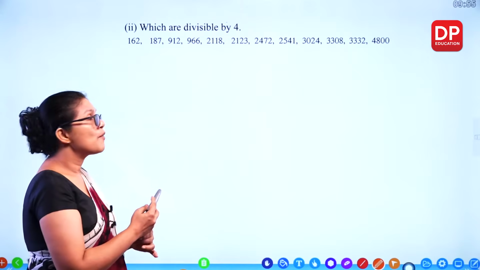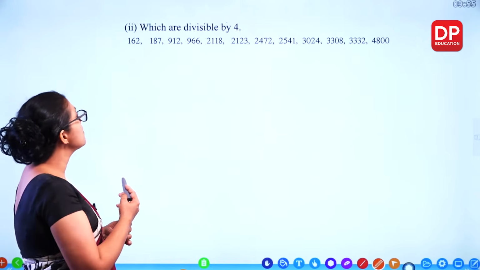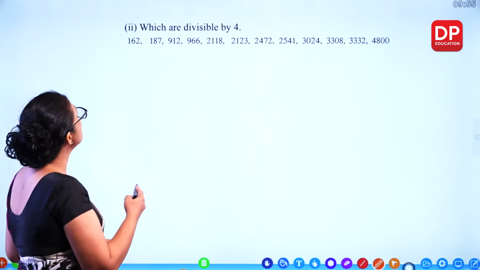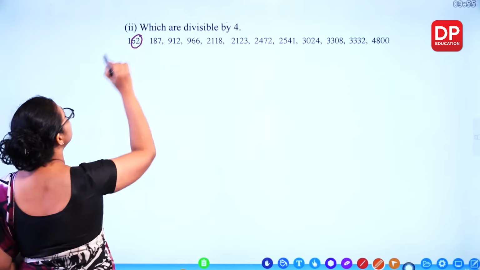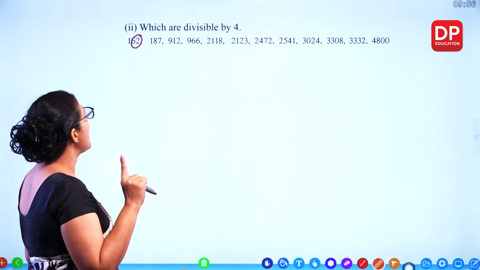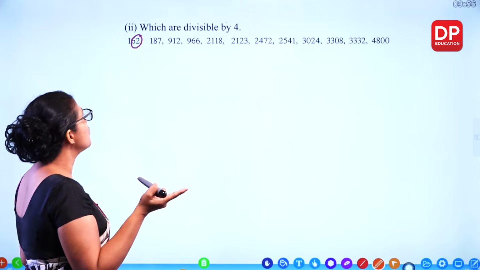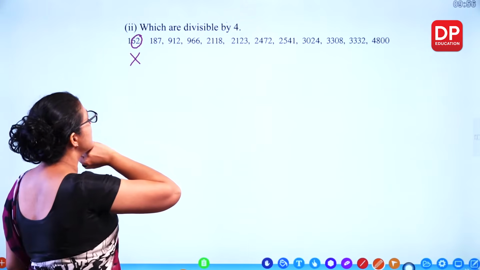Now we'll take part 2. Now we want to check whether this is divisible by 4. How do we identify whether this is divisible by 4? You have to take the last 2 digits. 62. Is it divisible by 4? 4 times 1, 4. For 22, that's not divisible. So you can't take that.